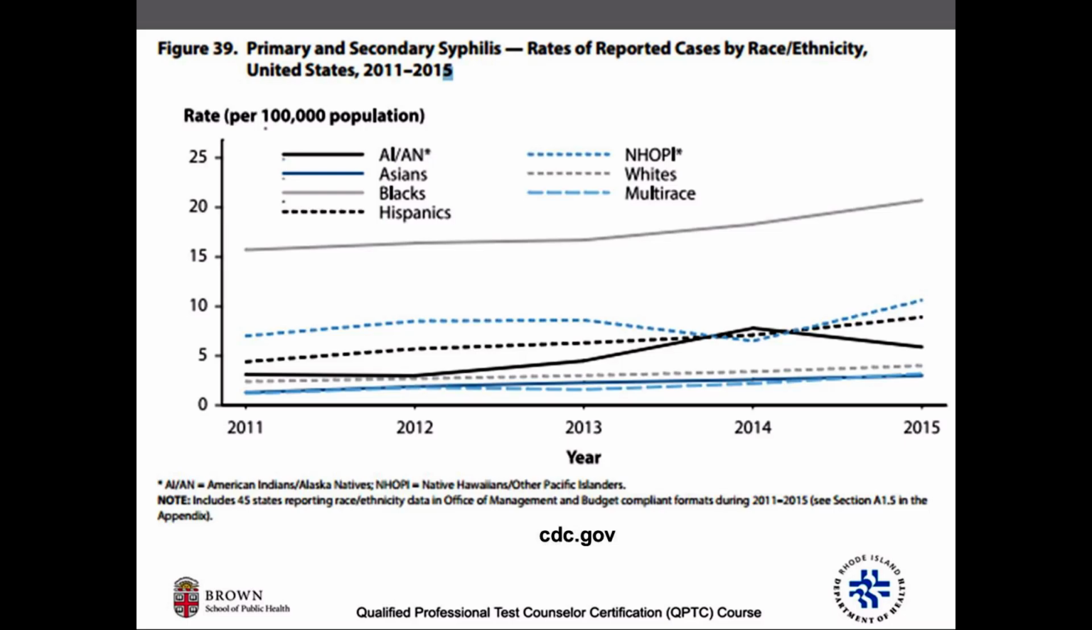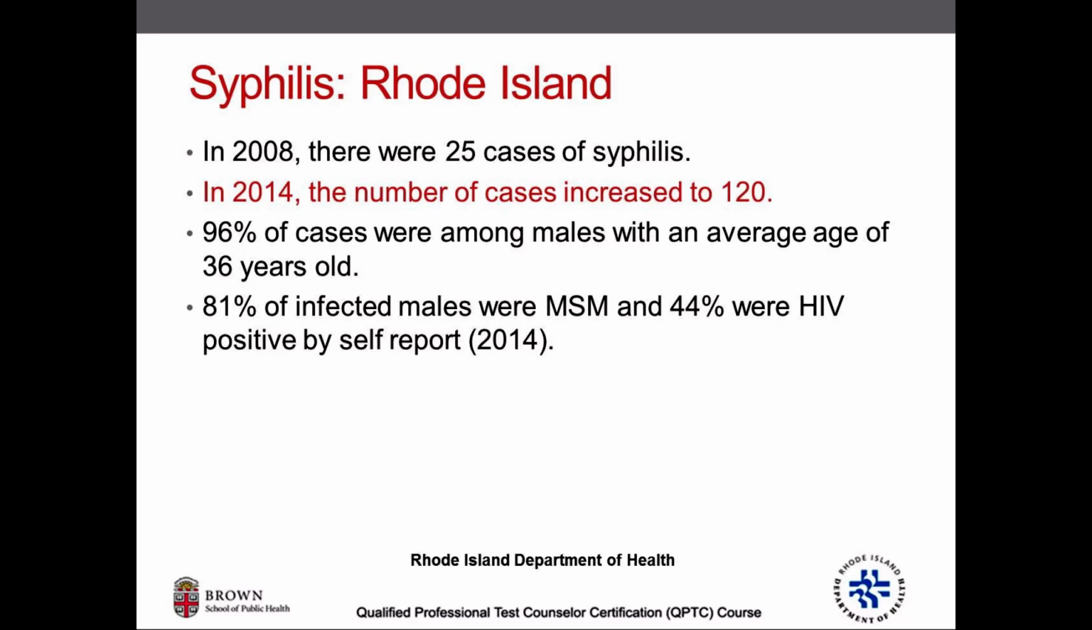In Rhode Island in 2008, we were down to 25 cases of syphilis across the entire state. In 2014, though, you can see that number jumped up to 120. That was an exponential increase over prior years. 96% of all syphilis cases were among men with an average age of 36 years of age. Also importantly, 81% were MSM, and of those, 44% were also HIV positive. So we're seeing significant transmission of syphilis among MSM, and especially among those MSM that were HIV positive.